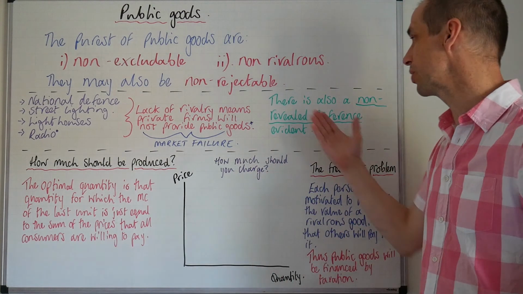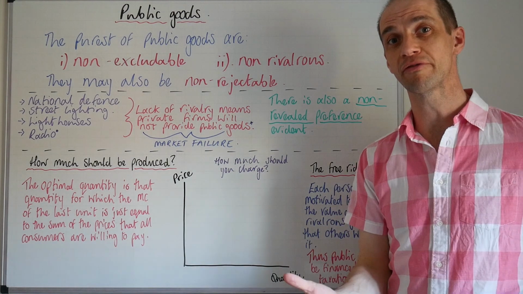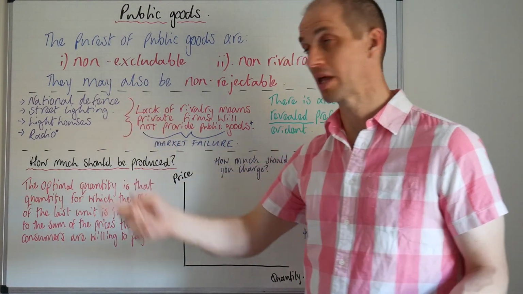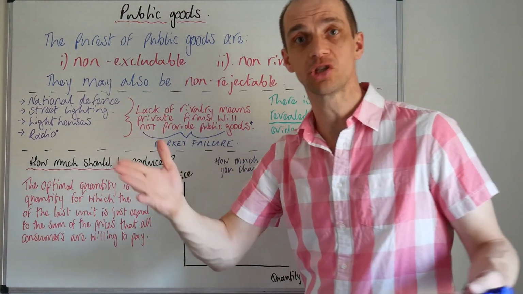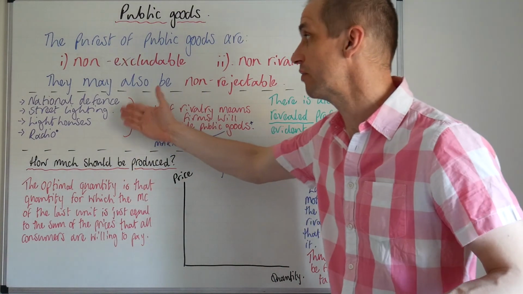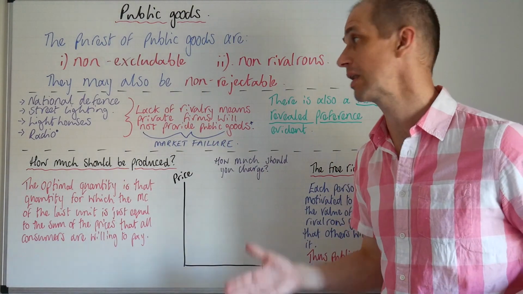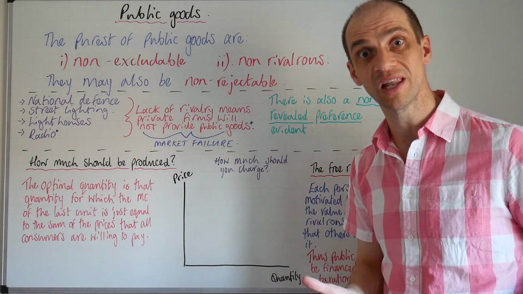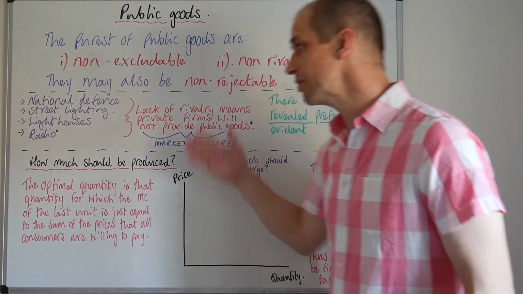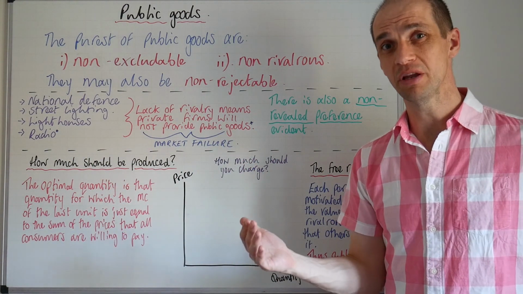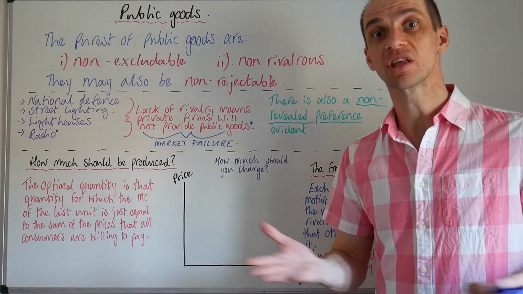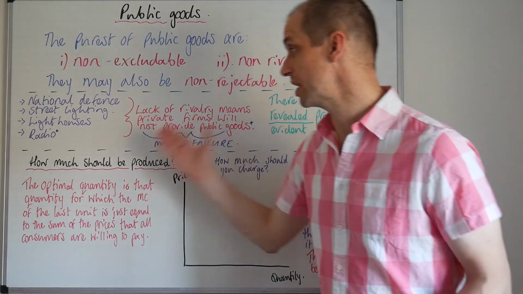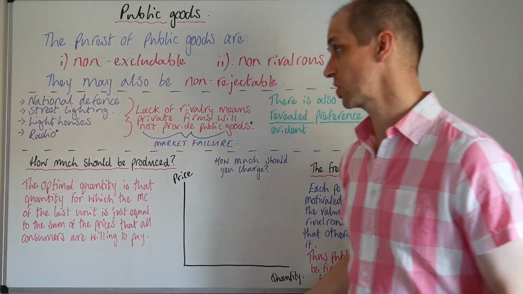In addition to that, there is a non-revealed preference, so we don't actually understand how much value people attach to national defence or street lighting in a given area. We don't know how much they would be willing to contribute. So the question is, how much should be produced? Of course, the government doesn't truly know exactly the right level and will determine it based upon what they think is likely to be right.